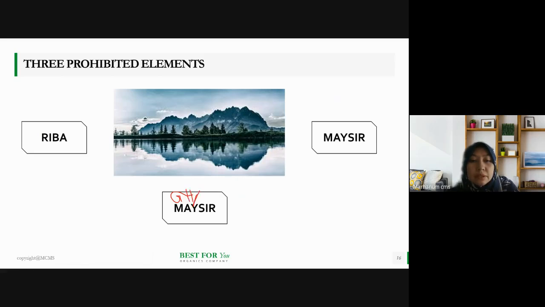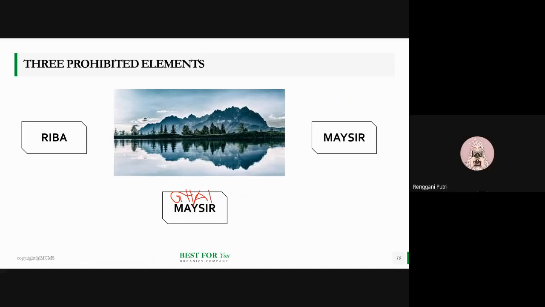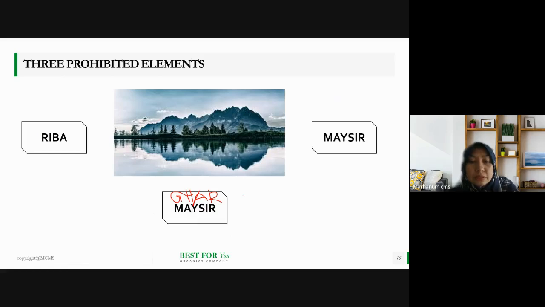What is riba? Interest. What is interest? Explain to me what riba or interest is. It's the amount received over the principal. Anyone? Master students, I know you have learned about it during your undergrad and it's always been discussed.